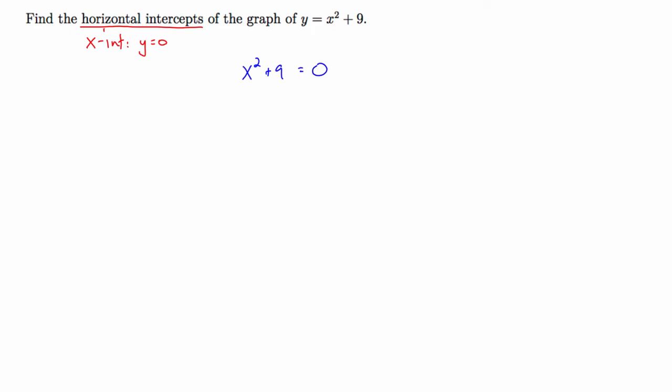We won't be able to factor x squared plus 9, so our only option will be to subtract 9 from both sides to isolate the x squared. And in doing so, we obtain the equation x squared equals negative 9. Now to solve this equation using the principle of square roots, or the square root property, we know that if x squared equals a number, then x will equal either the positive or negative square root of that number.